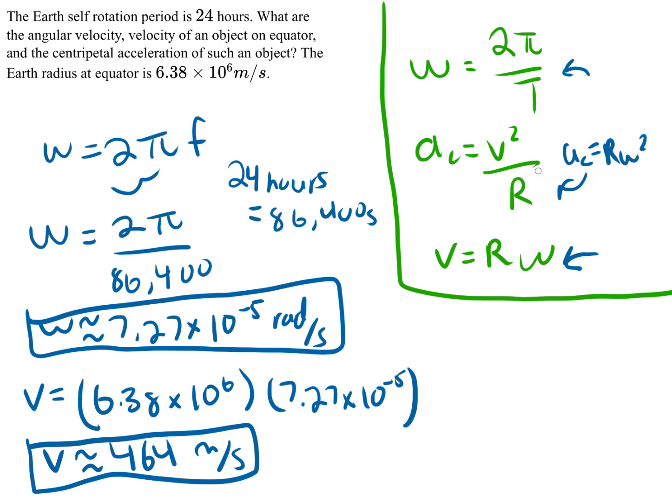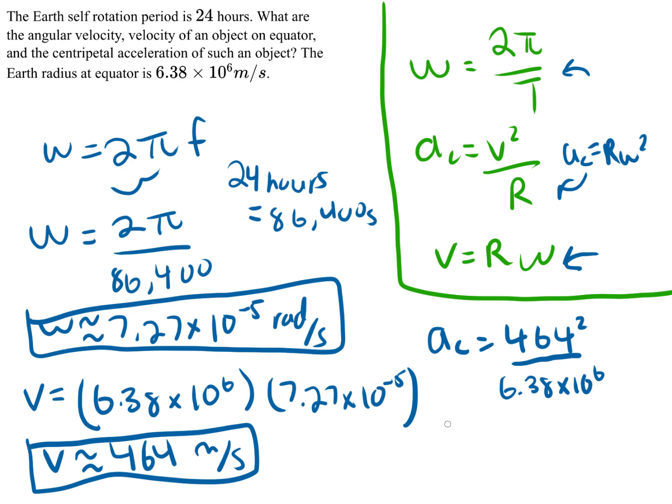Now you can use either one, but I'm just going to use this one since I don't have to write as much. So the centripetal acceleration is equal to the velocity squared, and this is not angular velocity, this is regular velocity, so 464 meters per second, squared, over the radius of 6.38 times 10 to the 6 meters.